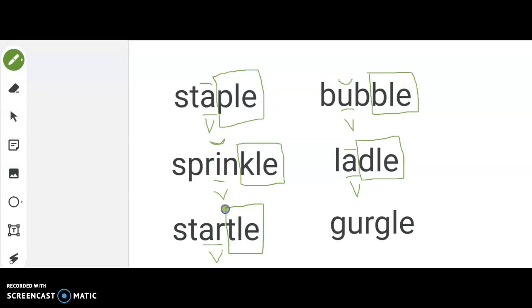Oh, I have an AR, which is R-controlled, and it says ar. It's a tilde, so we have startle. And last but not least, one, two, three. All right, so our first syllable is R-controlled. UR says er, I'm going to put a tilde over it. So we have gurgle. So that's how we practice cutting up words with the consonant LE syllable.